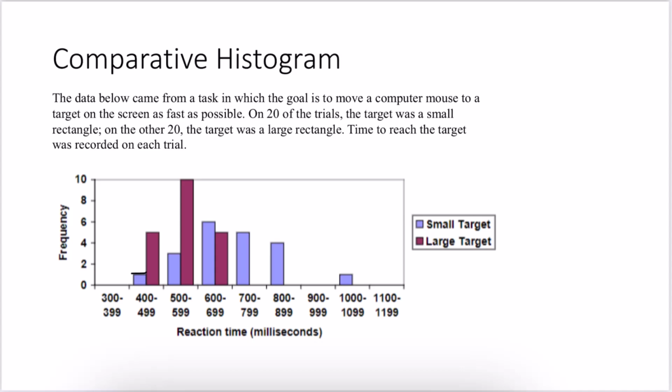So it makes sense that these light purple bars are a little bit more spread out, and that there are more light purple bars as the reaction time increases. Versus with the dark purple bars, it makes sense that they would be a little bit closer together and that people would be faster at reacting if the target is bigger.